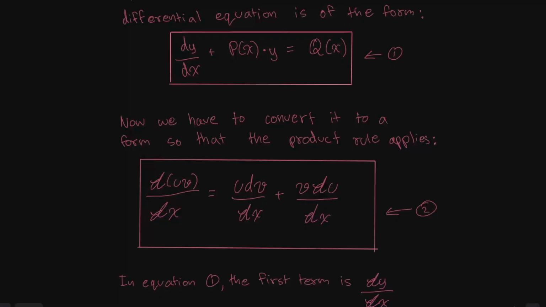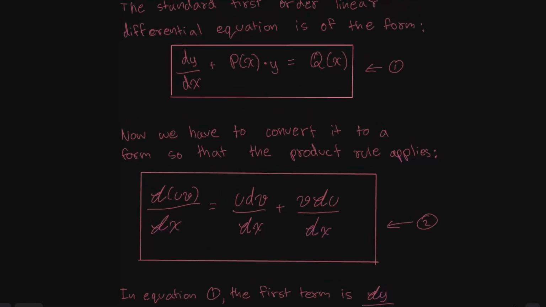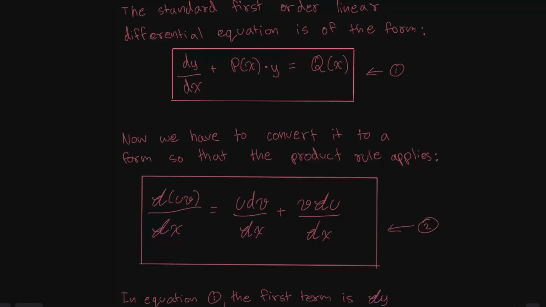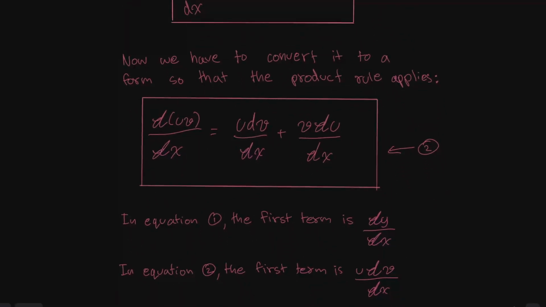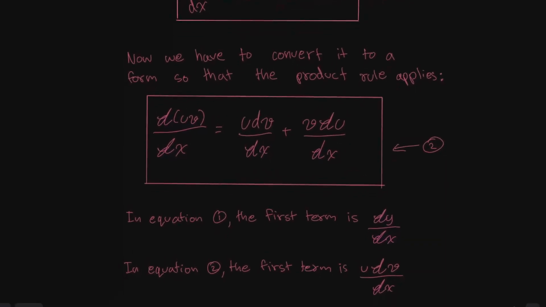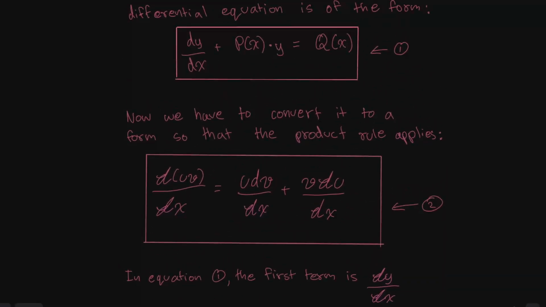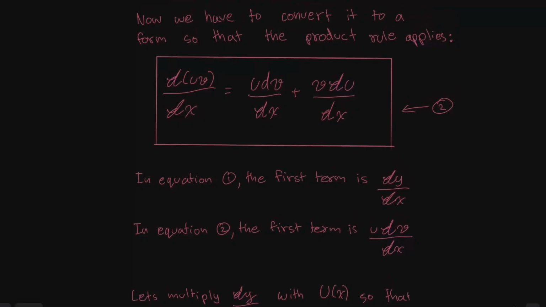So first, let's just focus on the first terms of both the product rule and the first order linear differential equation. So for equation 1, which is the first order linear differential equation, our first term is dy by dx, and in equation 2, the first term is u dv by dx, right? So now, as I said before, we need to solve this. And to solve this, we need to get our first term in equation 1 to look something like the first term in equation 2, which is u dv by dx.